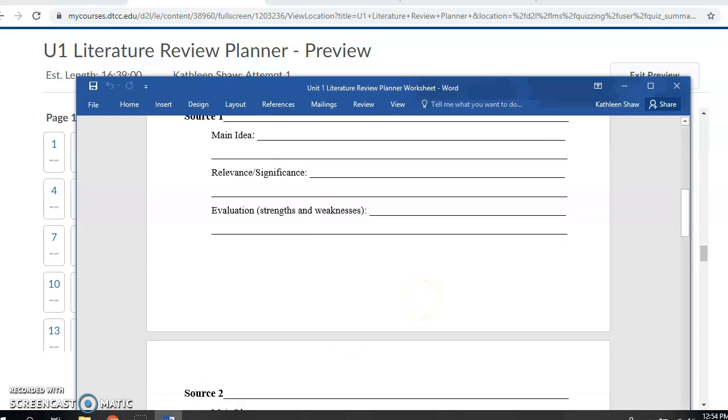In the evaluation, to be fair and unbiased, try to come up with at least one strength and one weakness of the article. Look at the article and really evaluate some of the strengths and the weaknesses based on the CRAP criteria. Is it current? Is it relevant? Does it have authority? Does it have accuracy? What's the purpose? Really evaluate for those strengths and weaknesses.